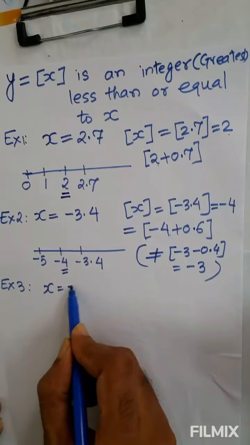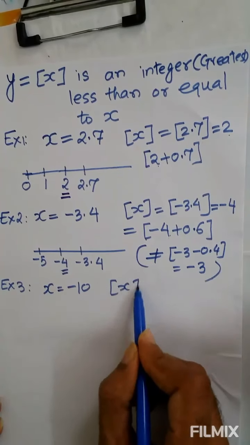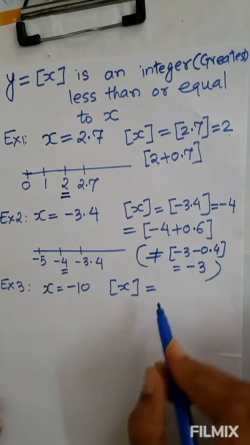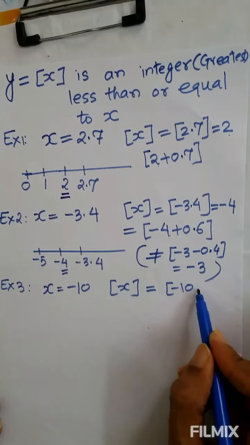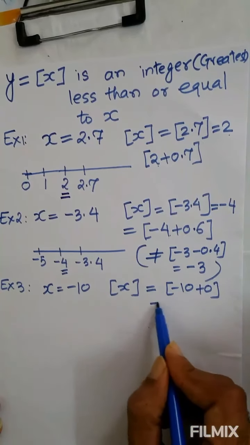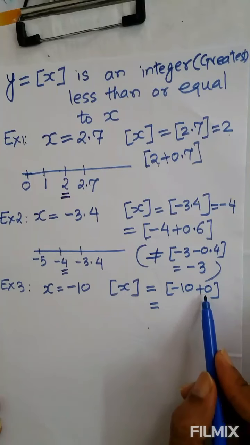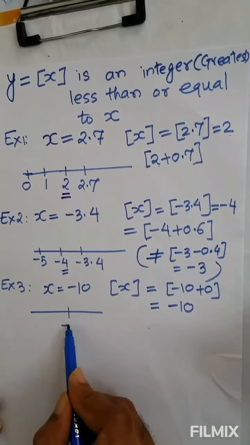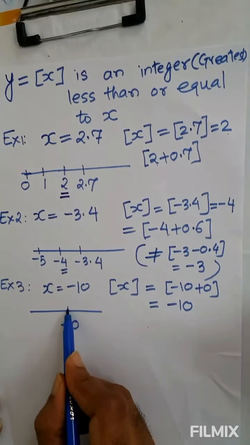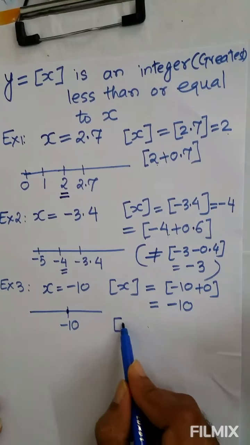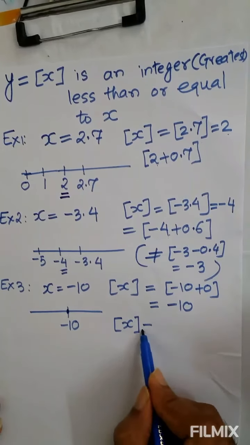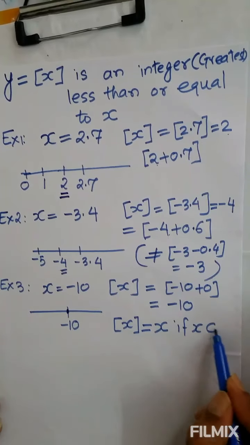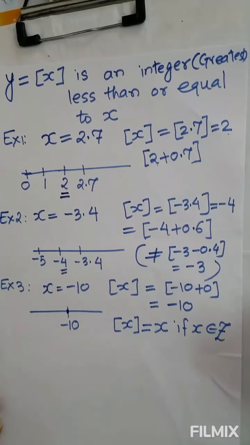Now if x is simply an integer, let's say minus 10, what would the greatest integral value of x be? We can write it as minus 10 plus 0, so the fractional value is considered 0 here. It is minus 10. On the number line, for an integer, we take the same value. So we can say that the greatest integral value of x is x only if x belongs to the set of integers.